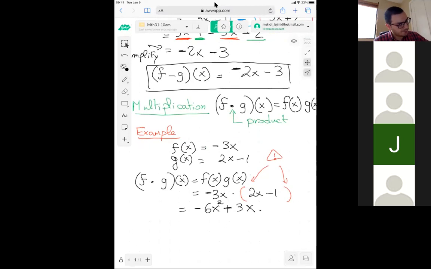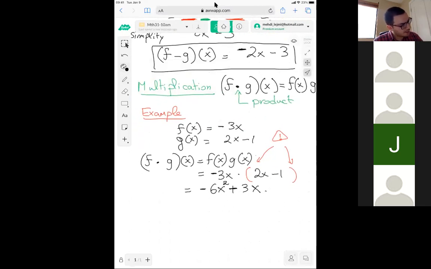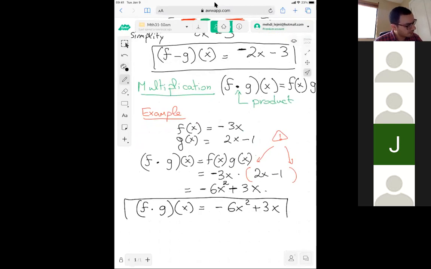So the answer: f times g of x is equal to minus 6x squared plus 3x. Okay, so we are almost done. That's for multiplication. Now, of course, we have division.